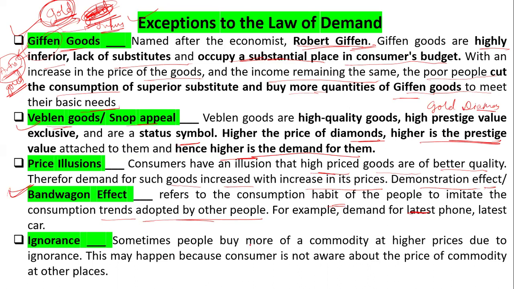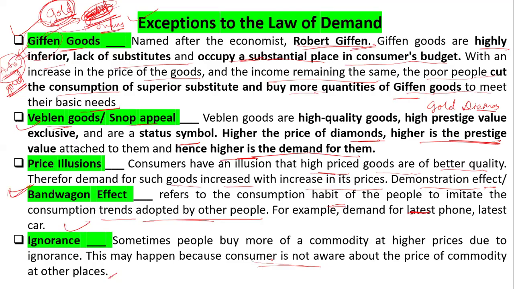Ignorance. Sometimes people buy more commodity at a higher price due to ignorance, and this may happen because the consumer is not aware of the price of the commodity. So that is the ignorance goods. Why do they ignore? Because they do not have awareness about the goods. So that is the ignorance goods.